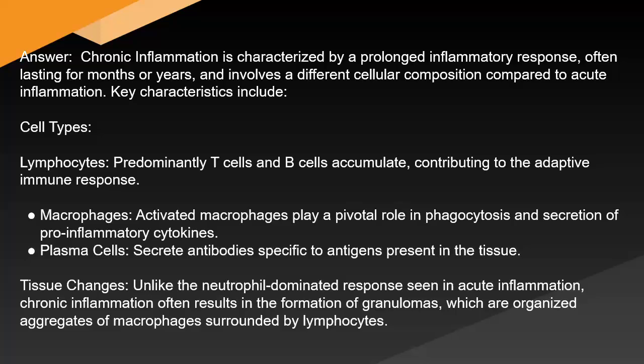Activated macrophages play a pivotal role in phagocytosis and secretion of pro-inflammatory cytokines. Plasma cells secrete antibodies specific to antigens present in the tissue. Tissue changes. Unlike the neutrophil-dominated response seen in acute inflammation, chronic inflammation often results in the formation of granulomas, which are organized aggregates of macrophages surrounded by lymphocytes.